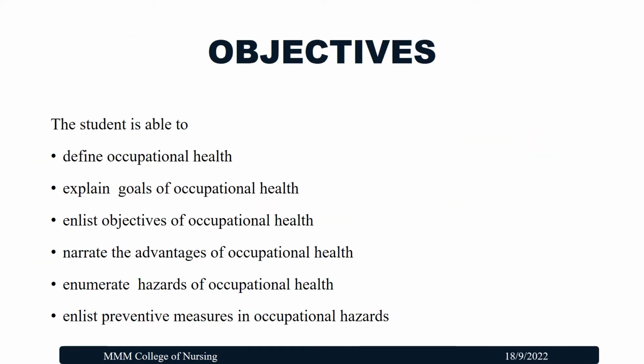Objectives: the students should be able to define occupational health, explain goals of occupational health, enlist objectives of occupational health, narrate the advantages of occupational health, enumerate hazards of occupational health, and enlist preventive measures in occupational hazards. These are the objectives. At the end of the session, the student has to learn.